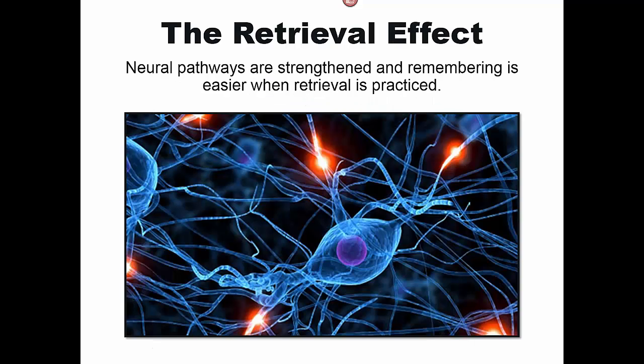The retrieval effect occurs when repeated retrieval practice results in better retention and easier subsequent recall. The repetitious recall of memory causes the neural pathways to increase in number and become stronger.